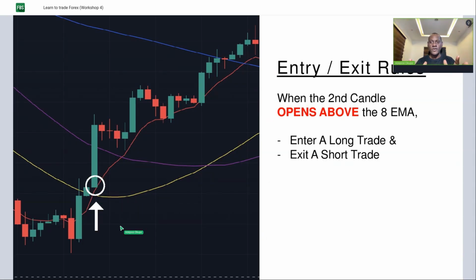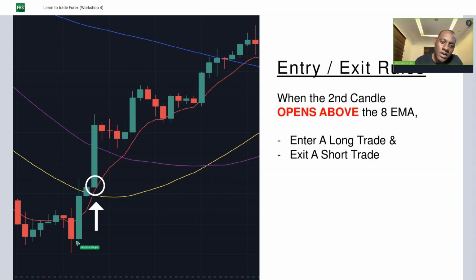Now, this is where your entry signal comes in. So this is the 8 EMA, the red. The yellow is the 34 SMA. The purple is the 50 SMA. The blue is the 100 SMA. And then we have another red, thick red, which is the 200 SMA.